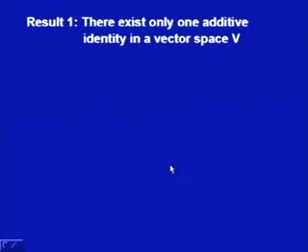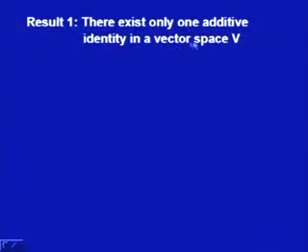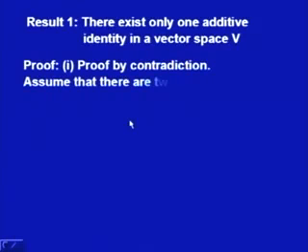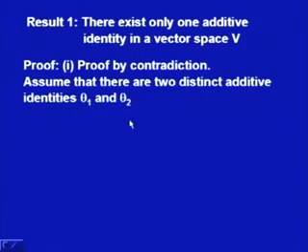Now we talk about some simple results which will hold for all vector spaces, irrespective of the set V, irrespective of the operations which we define. The first result is that there exists only one additive identity in a vector space. You cannot have two additive identities in a given vector space, whatever be the vector space, whatever be the operations.